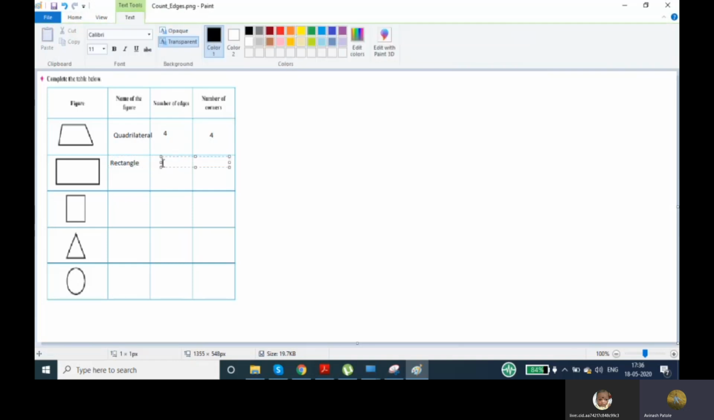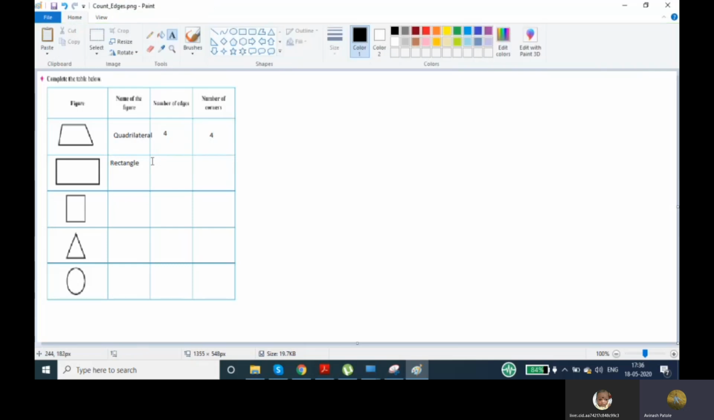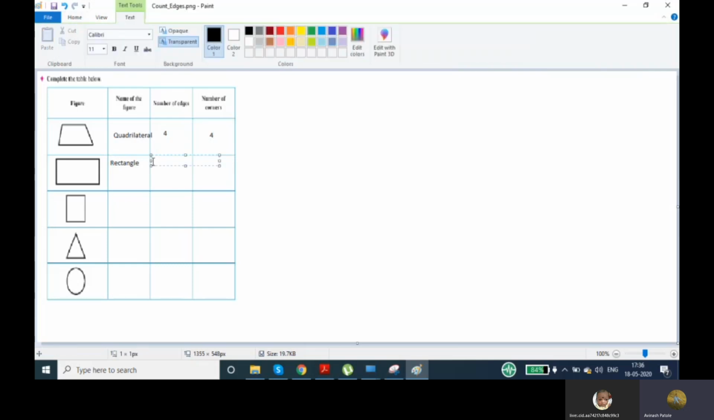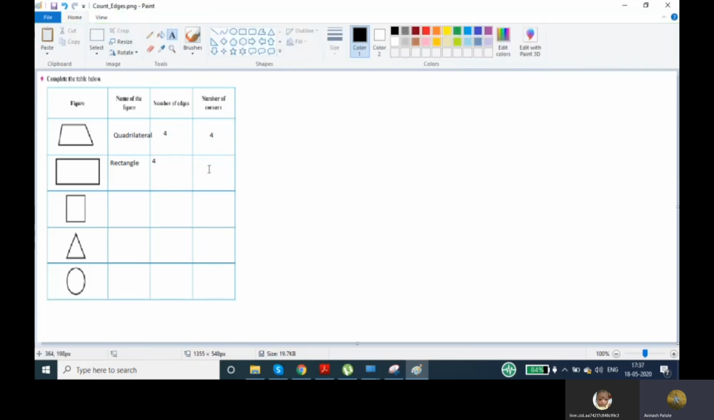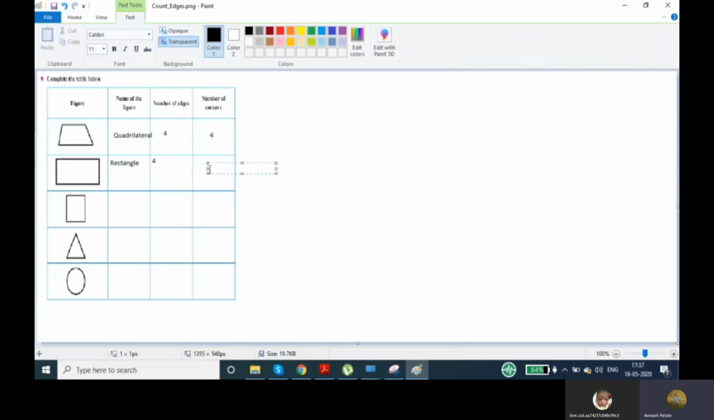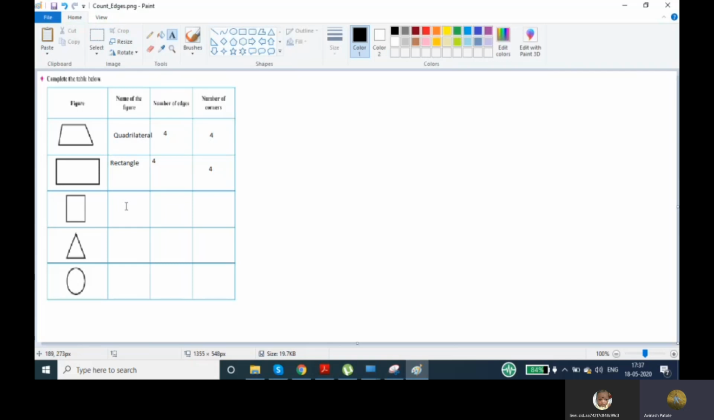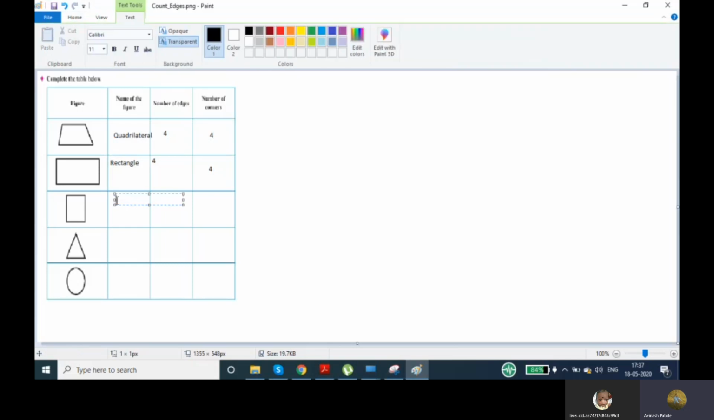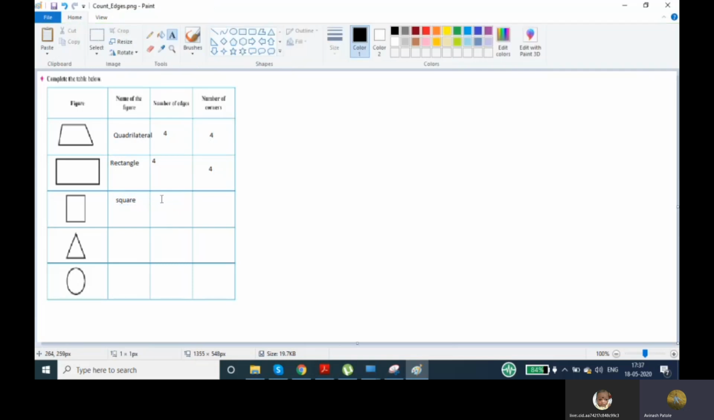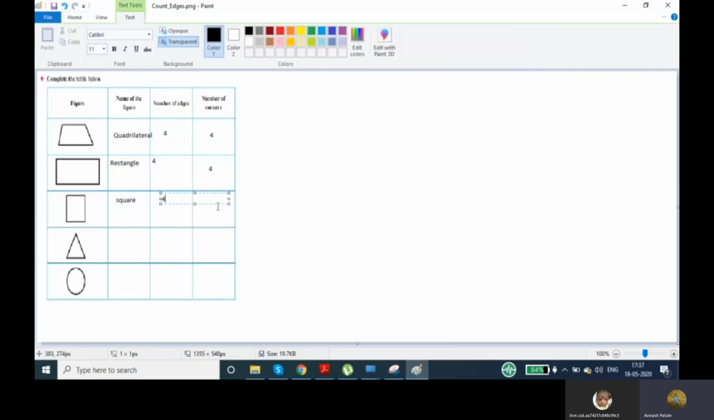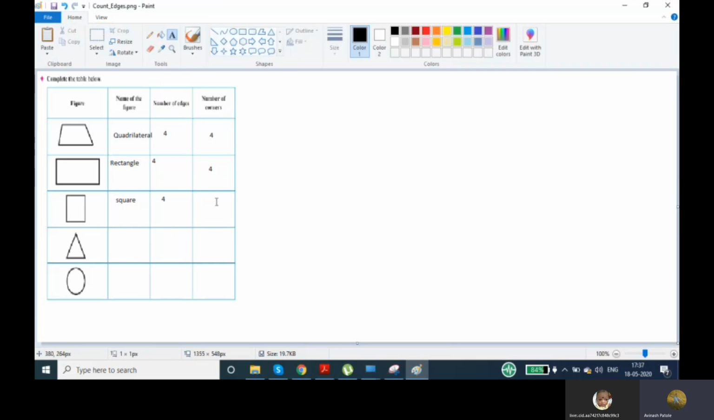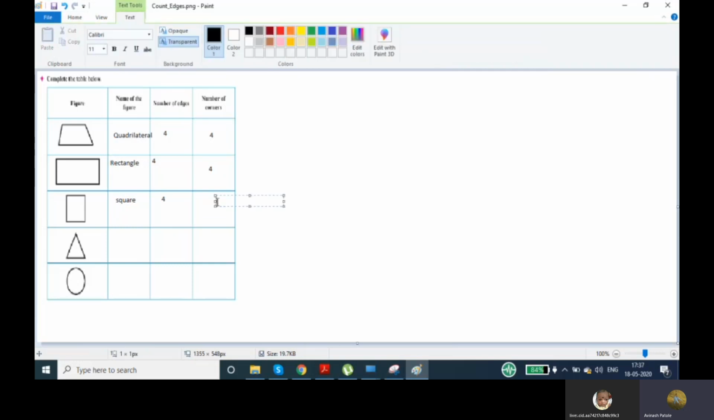Now let us count the number of edges it has. It has 1, 2, 3, 4. So we are going to write 4. We move further, and it has 4 corners. Now what do you see here? It is a square. So we are just going to write it is a square, and here we mention the number of corners it has is 4. The next box is asking for the number of corners, so it has 4 corners.